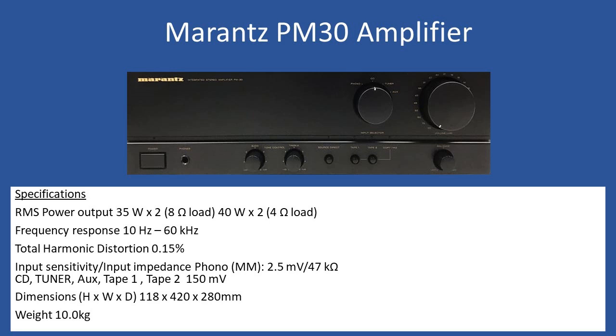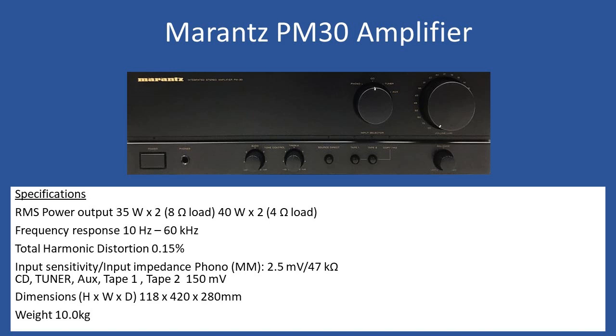So, general specifications. Not a hugely powerful domestic audio amplifier: 35 watts per channel into 8 ohms, and it delivers 40 watts into a 4 ohm speaker load. Frequency response is 10 Hz to 60 kHz, and total harmonic distortion is 0.15%. The amplifier supports a moving magnet phono connection to a turntable as standard, so there's no separate preamplifier required. That's 2.5 millivolts, which is standard, into a 47 kilohm impedance direct from the cartridge itself.